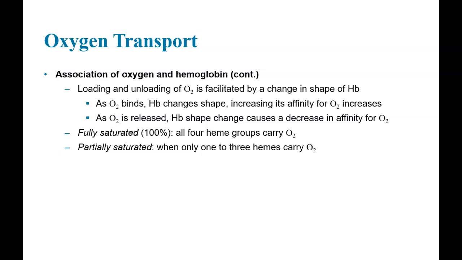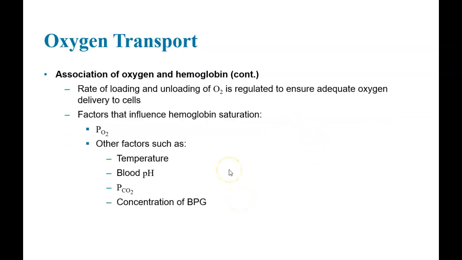When the hemoglobin is fully saturated, that means that all four of the heme groups are carrying oxygen molecules. If it's partially saturated, that means that only one to three of the hemes are carrying oxygen molecules. The rate of loading and unloading oxygen is regulated to ensure that there's an adequate amount of oxygen being delivered to cells. So the factors that influence hemoglobin saturation are partial pressure of oxygen.